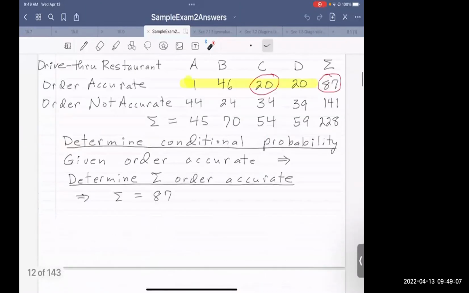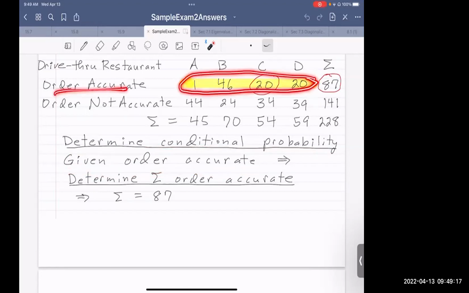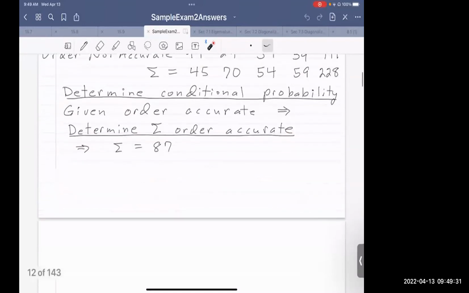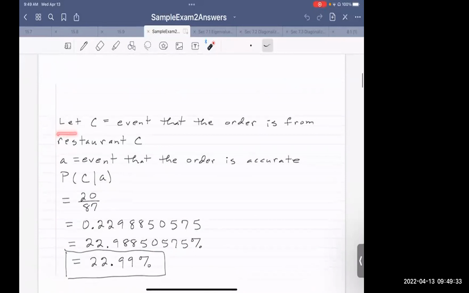Okay, so we want to determine the conditional probability. We are given that the order is accurate. So I'm going to restrict my sample space to only those where their order is accurate. There's a total of 87 of those. So we have a total of 87 orders that are accurate. Of those, let C be the event that the order is from restaurant C, and let A be the event that their order is accurate. So I want to find the probability of C given A.